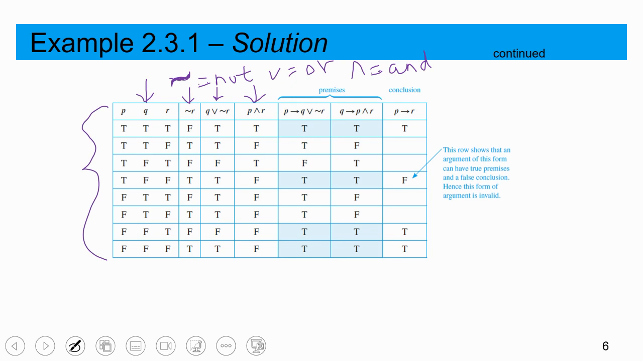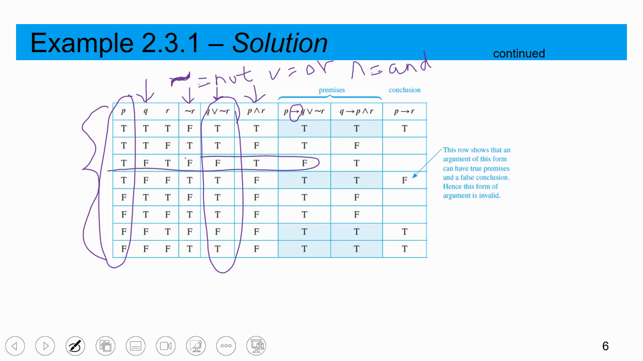All right, then we have some implications. Remember, we always apply the arrow last. So P implies Q or not R. We're going to be looking at the P column and the Q or not R column. The only way this premise is false is if P is true and Q or not R is false. Notice that that only happens here. That's the only place where P is true and Q or not R is false. Therefore, P implies Q or not R is false.